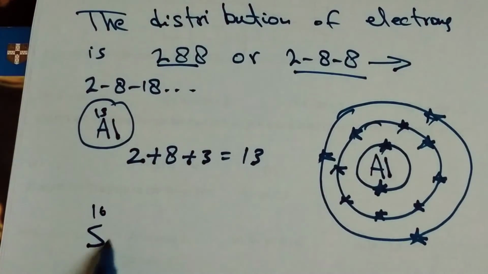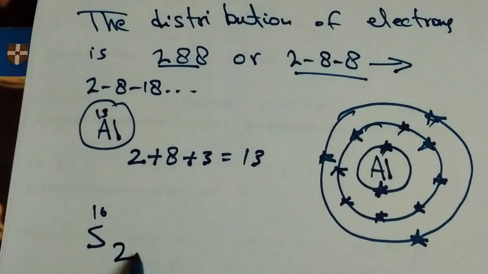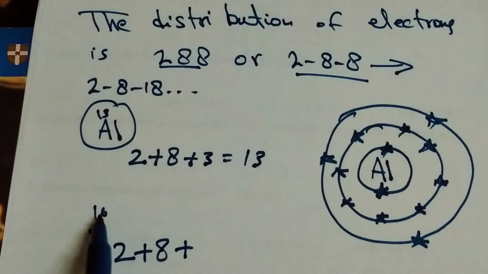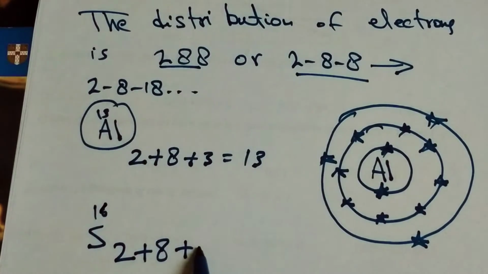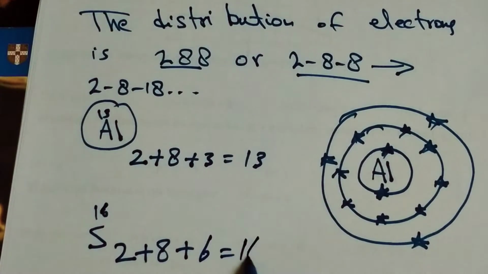First of all, the distribution. What is the distribution? First 2 plus 8. 2 plus 8 how many? 10. We need 16. 10 plus 8 I cannot write because we need 16. So we have to write 6, equal to 16.